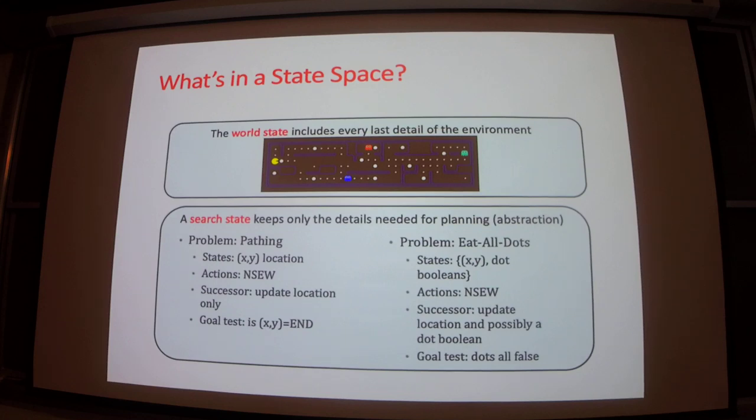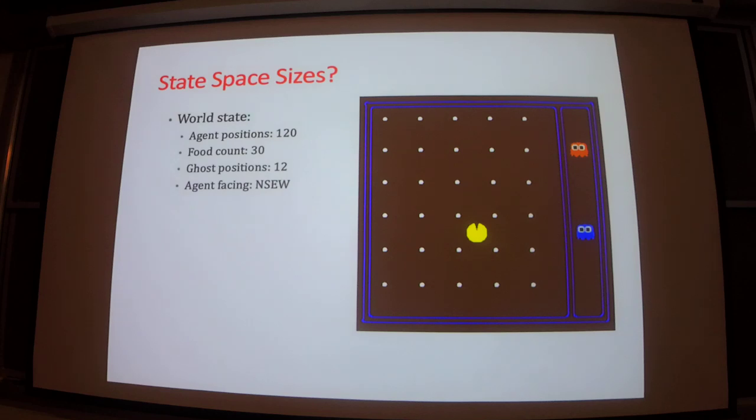But let's talk about the size of your state space. So let's look at this example here. Here we have a very simple Pac-Man problem. Pac-Man can exist at one of 120 different positions. We have 30 dots that we're trying to eat. We have two ghosts that can each exist at one of 12 positions, and Pac-Man can be facing one of the four directions, right? So, how many states do we have in the world?